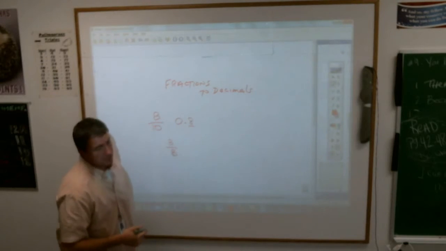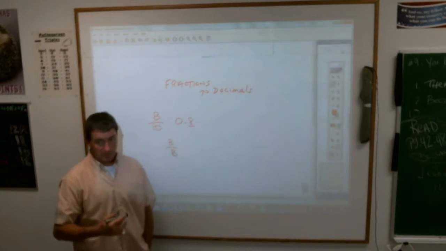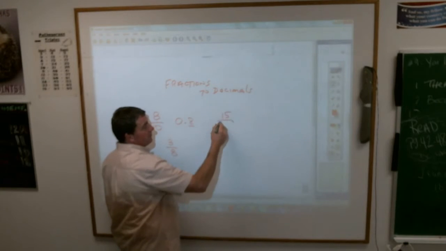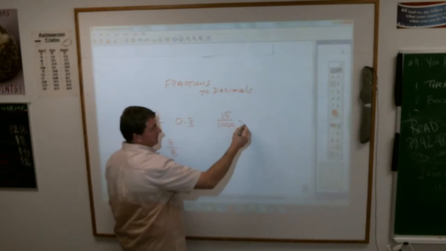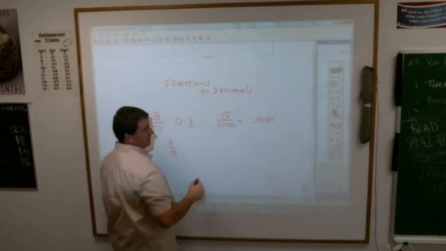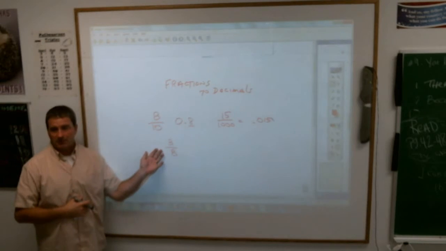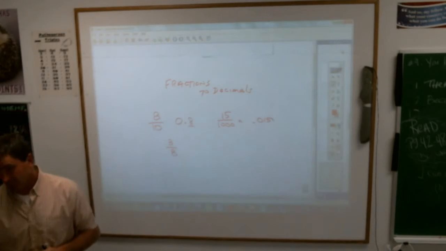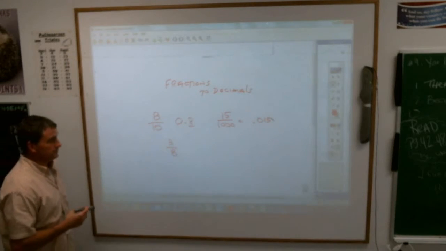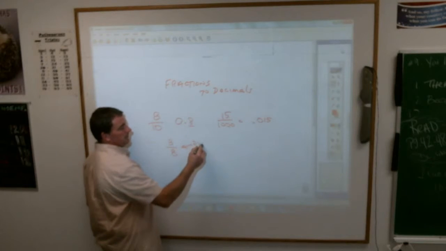See, changing fractions to decimals is great as long as there's a 10 or a 100 on the bottom, because that's what decimals are, in tenths, hundredths, and thousandths. For example, 15 thousandths is 0.015. It's the same thing. But this one, what do I do with 3/8 to make it a decimal? Kayleen. You divide 8 into 3. Exactly. This you have to do by division.